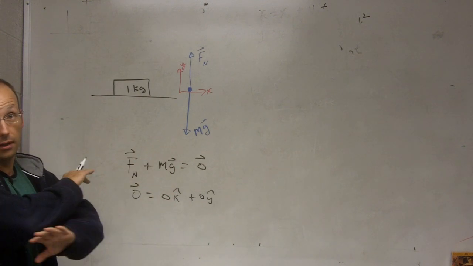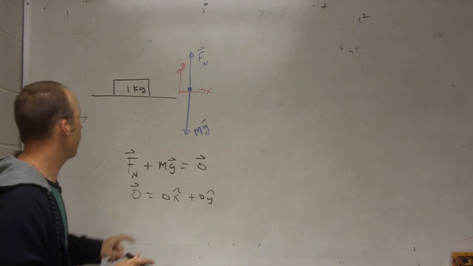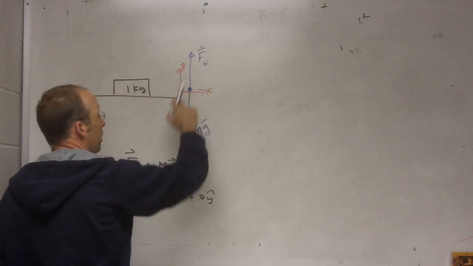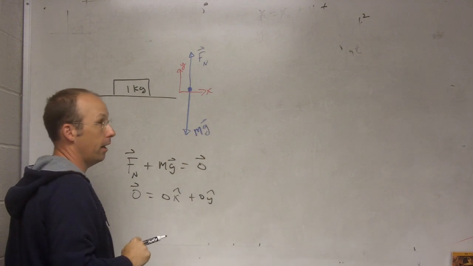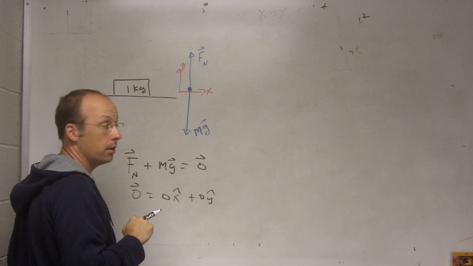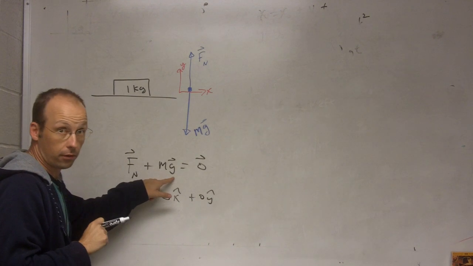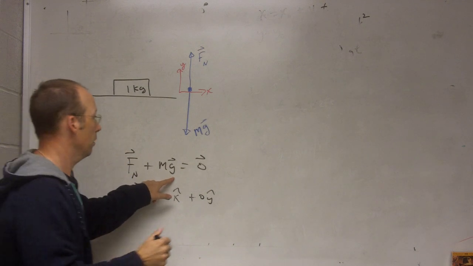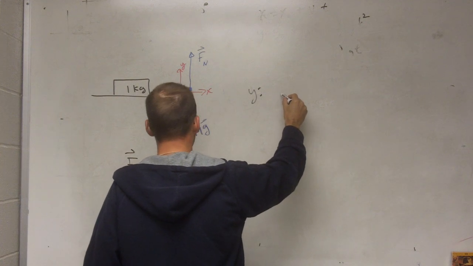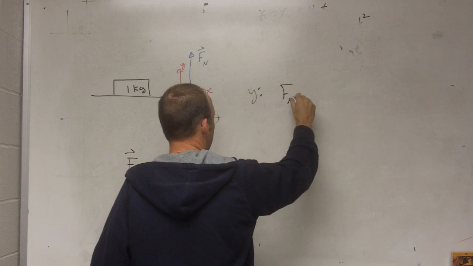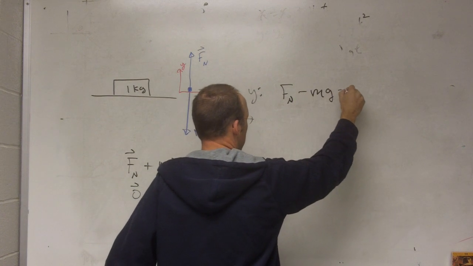In the X direction, there's nothing interesting happening, and in fact, nothing is happening at all. So in the Y direction, I can say, what's the Y component of that? Oh, it's called Fn. What's the Y component of that? I'll call it negative mg. And here you see the difference. See here, this is plus mg, the vector, which is pointing down. In the y direction, I'll write this as Fn, the scalar value, which is a component, minus mg equals zero.